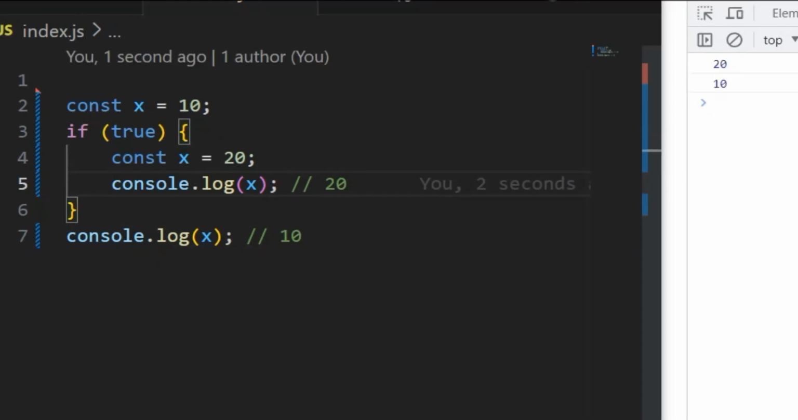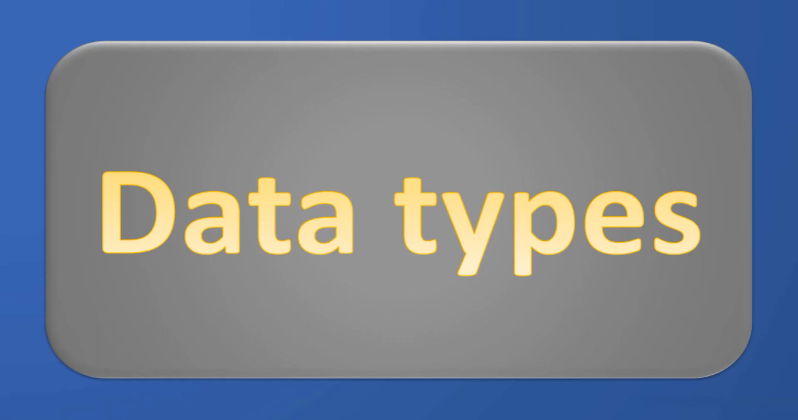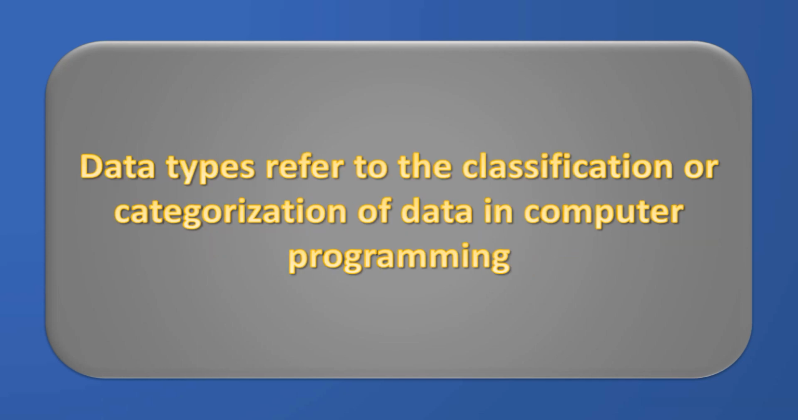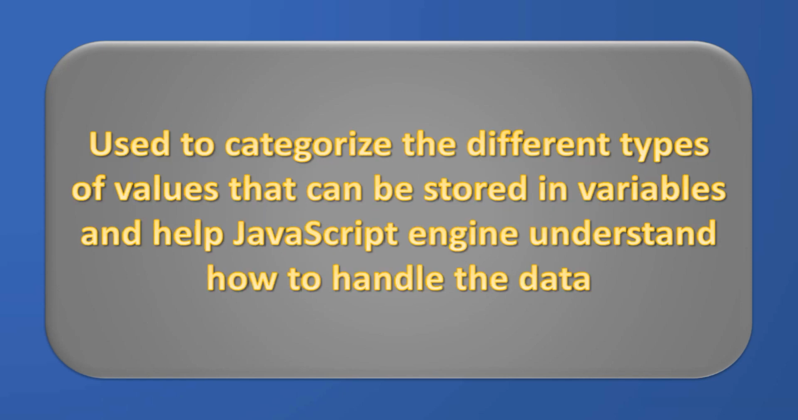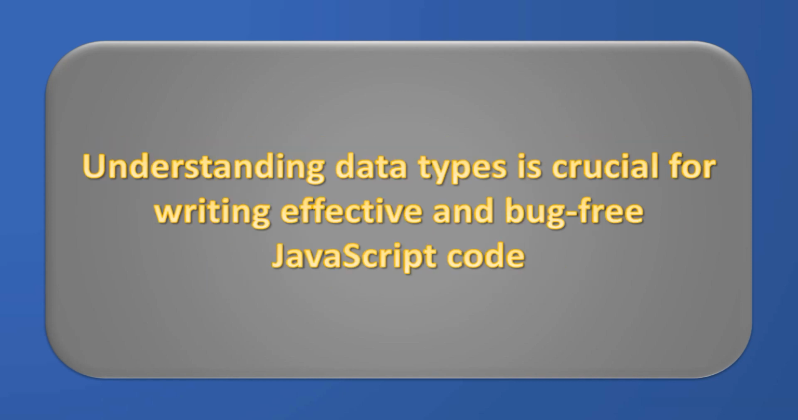Yep, exactly. Describe the concept of data types in JavaScript and provide examples of each. Data types refer to the classification or categorization of data in computer programming, used to categorize the different types of values that can be stored in variables and help the JavaScript engine understand how to handle the data. Understanding data types is crucial for writing effective and bug-free JavaScript code.